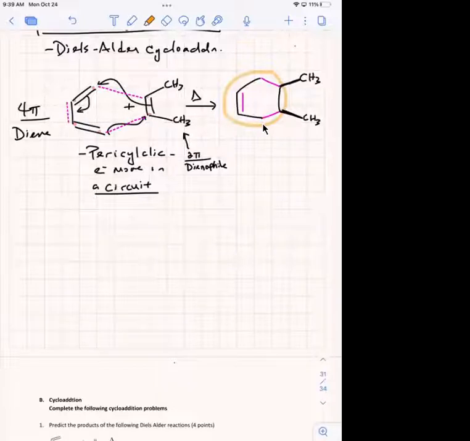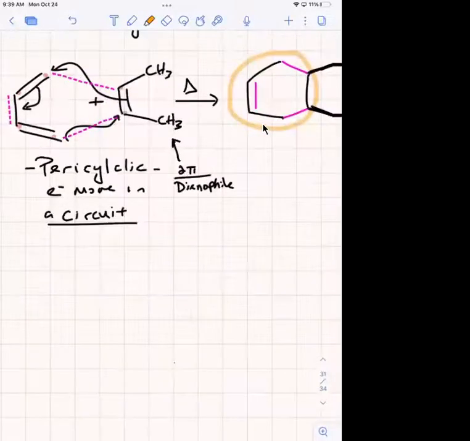Right, so let me ask this question from Organic One. What is the stereochemistry of that dienophile? Is it cis or trans?